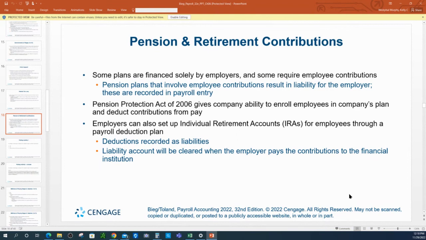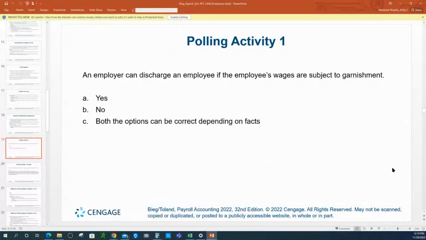Now, normally, remember, retirement contributions are going to be excluded from federal taxable wages and state taxable wages, but not from Social Security and Medicare taxable wages. So the deduction from the employee paycheck is recorded as a liability. And then once the actual payment is made, that liability is reversed and is then subsequently credited when the actual payment is made.